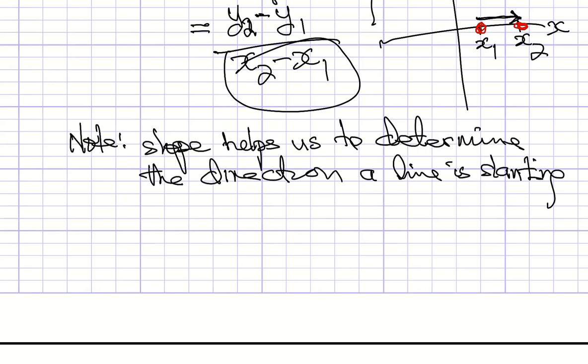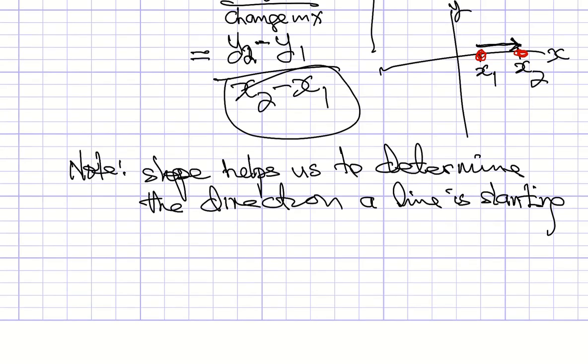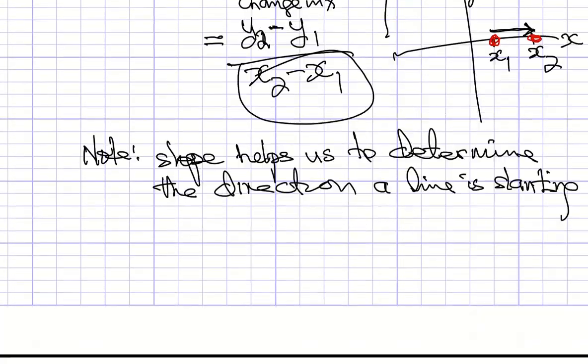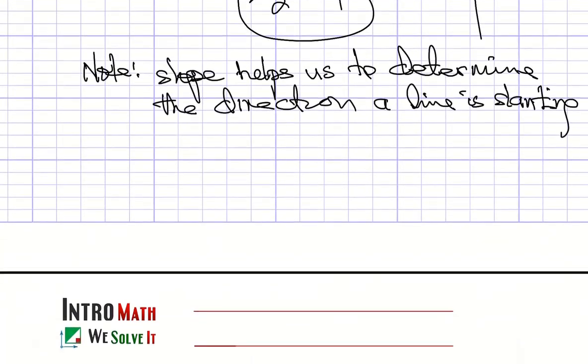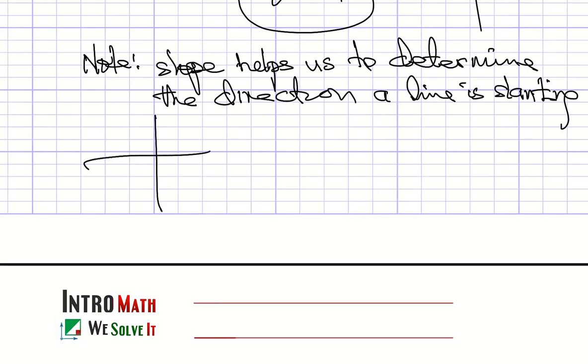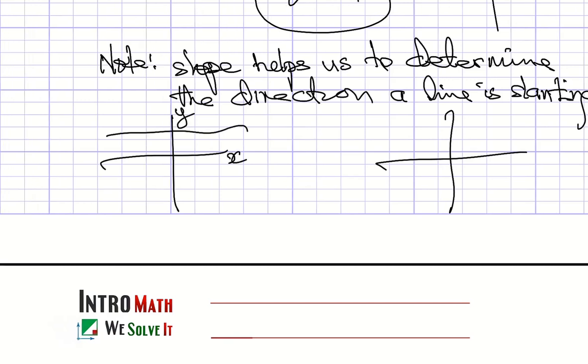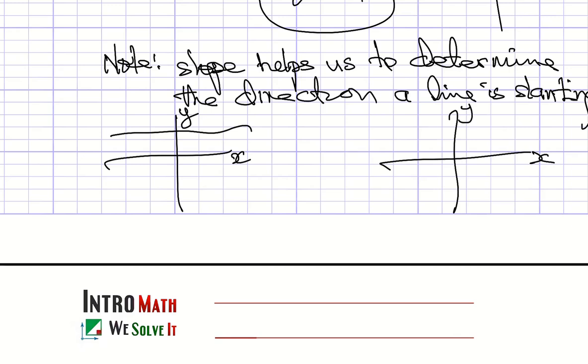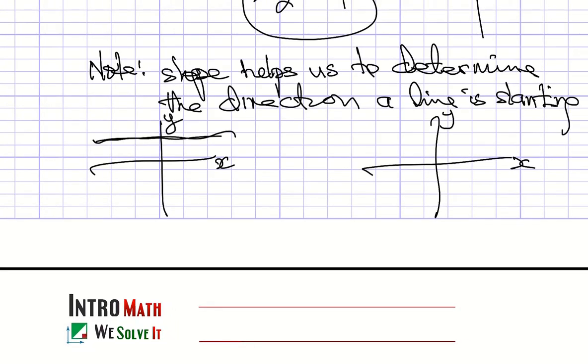Slope helps us to determine the direction a line is slanting, right? I already said that. Down or slants up. There's another thing the line can do. Let me show you. It may go like this. This is x, this is y. It may be a horizontal line. In that case, there is no slope. Here, slope is equal to 0.